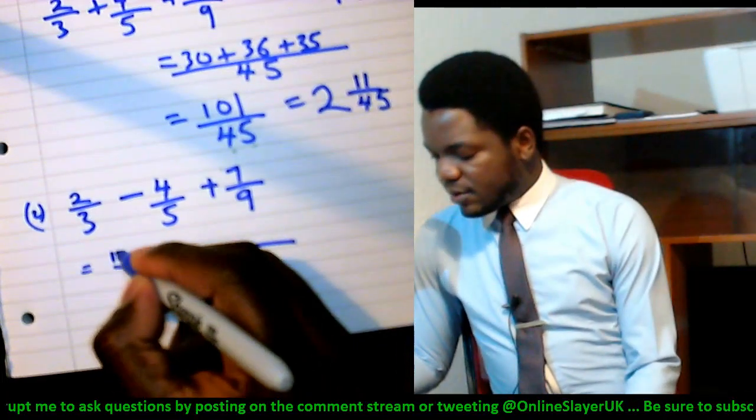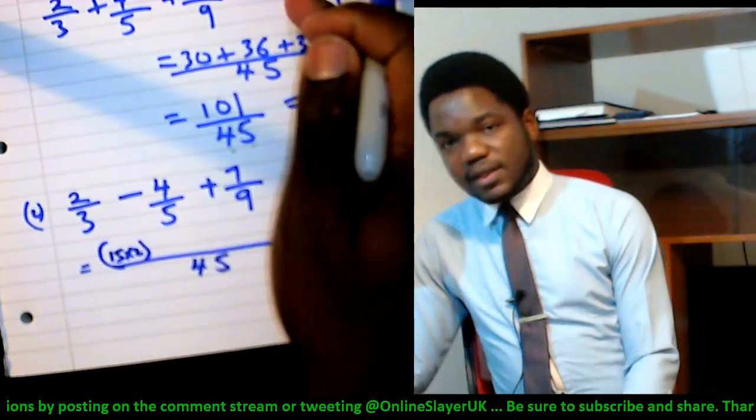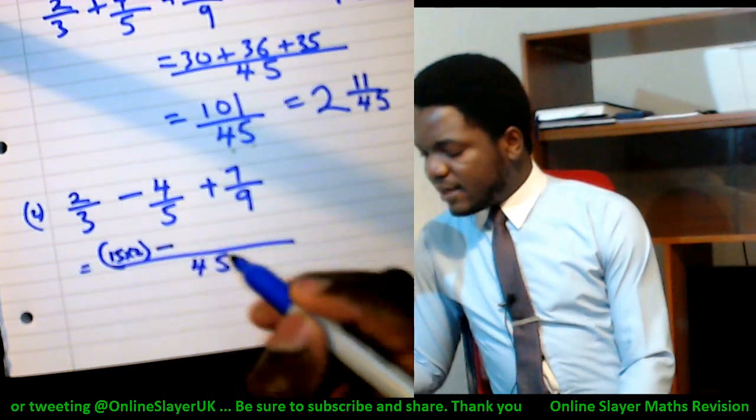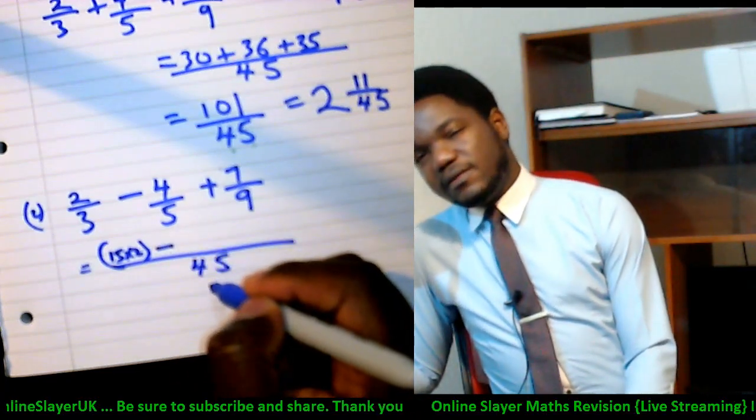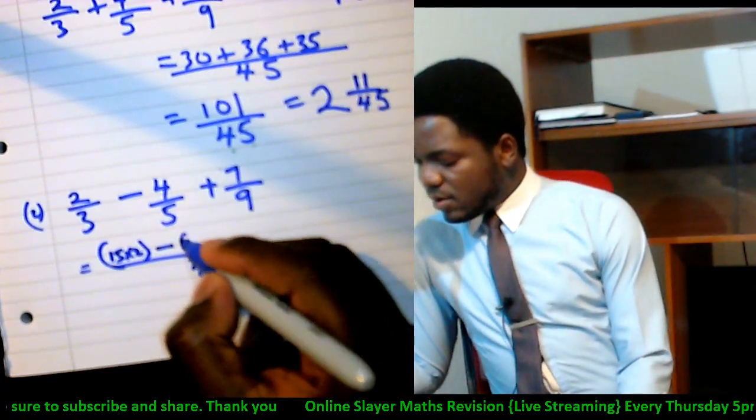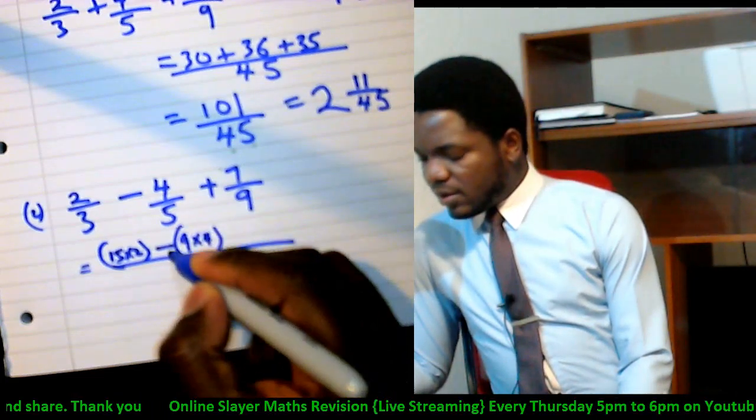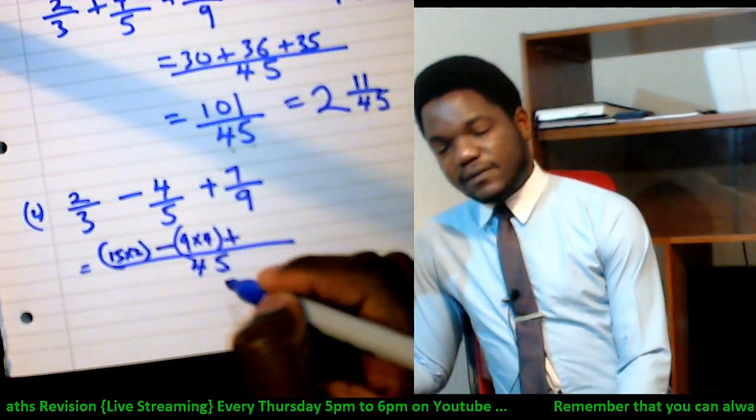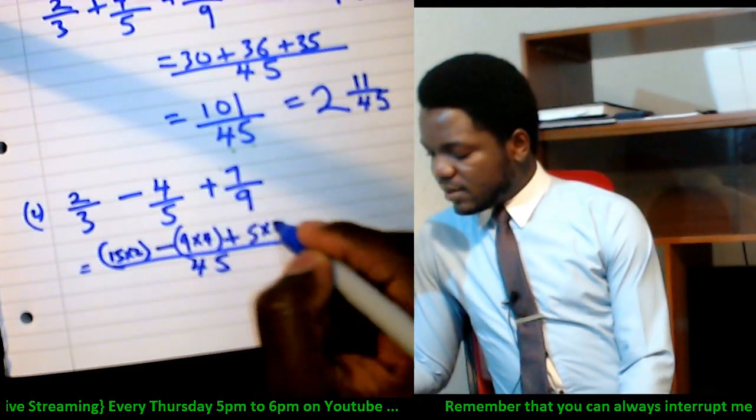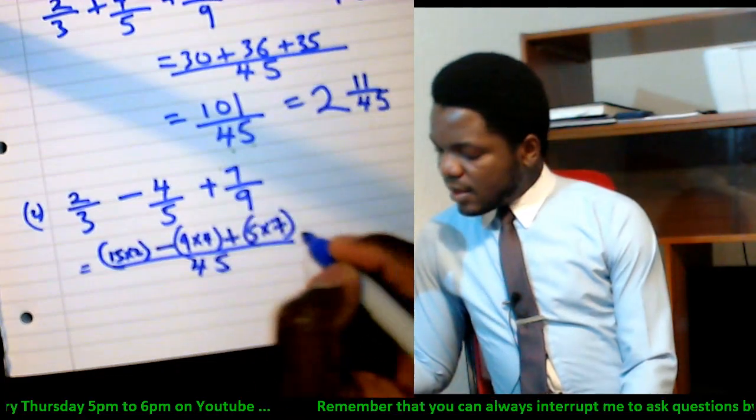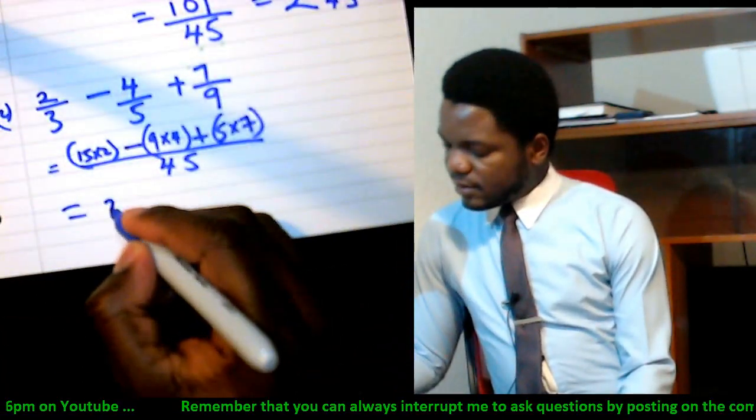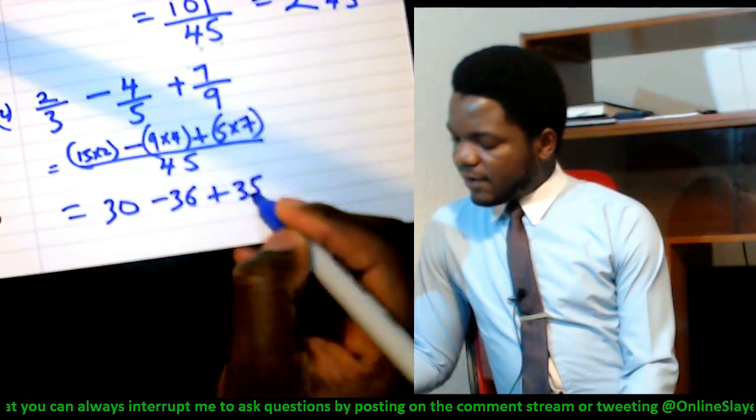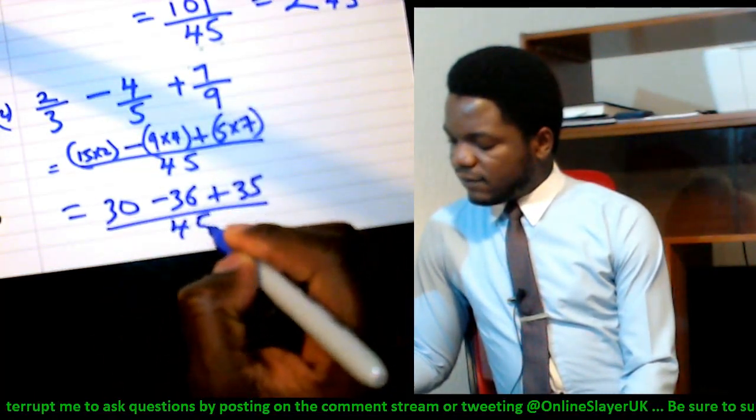And 15 times 2, like we did in the other case. But instead of plus, it becomes a minus, because this is a minus here. So minus, how many 5s do you have in 45? 9. 9 times 4. Take note of this minus here. And then there's a plus sign here. How many 9s do you have in 45? It's 5. So 5 times the numerator, 7. Now this gives you 30 minus 36 plus 35 divided by 45.